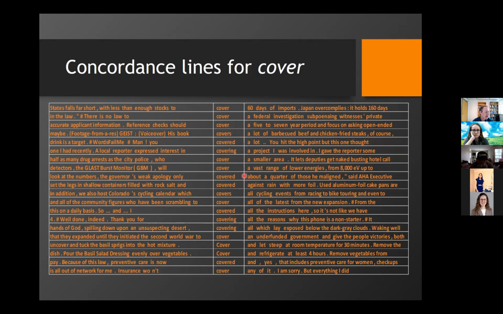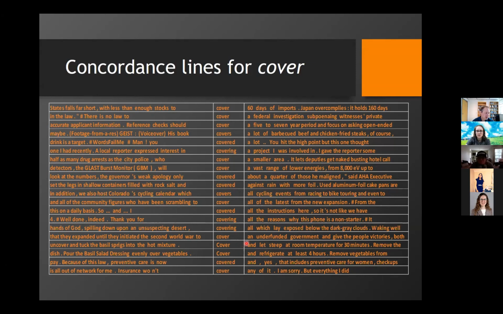And you can see that we have a couple examples down here where cover is used in a very literal sense, right? So there seem to be from recipes, cover and let steep at room temperature, cover and refrigerate. But without excluding those two, I think everything else is using cover in a more metaphorical sense, not talking about literally covering something, but covering something in a more non-literal way.